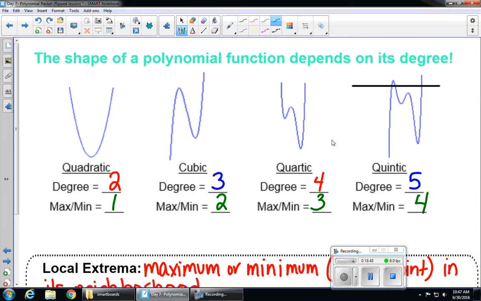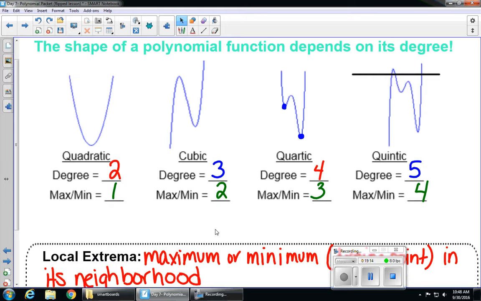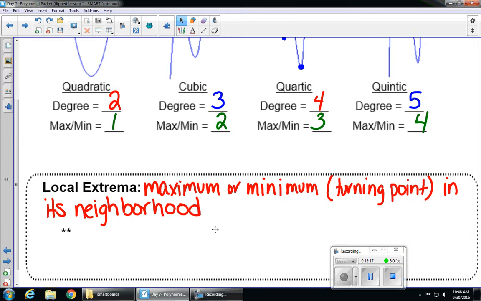there are 2 local minimums. Right here would be a local minimum because in its area, it's the lowest point. And then over here would also be a local minimum because in its neighborhood, it's the lowest point. So the one on the left, even though it's not the lowest point in the entire function, we still call it a local minimum. And if we take a look at the relationship between the degree and the max and the mins, you should notice that your maximum and minimums is always going to be one less than your degree.